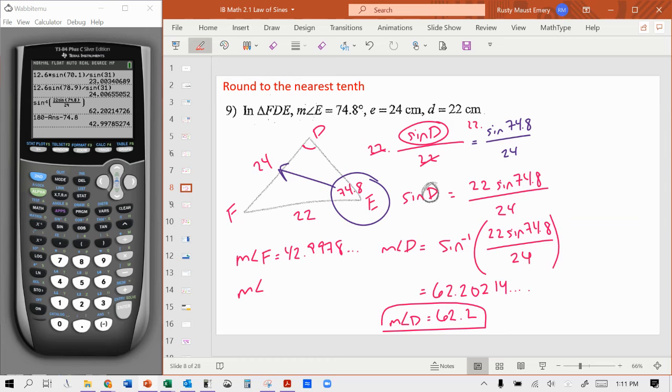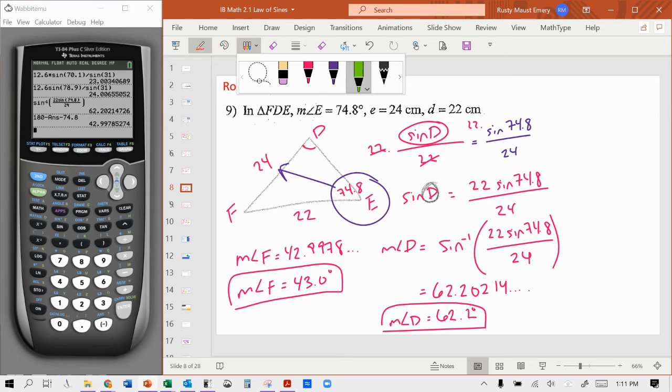So the measure of angle F is, to one decimal place, that 9 is going to round the 9 up, which then rounds the 2 up. So 43.0. That is degrees. I forgot that label down here. Those are degrees. Okay, so they're angles. So now at this point, we can solve for the third unknown piece, which is the missing side. And that would be over here. Technically, it would be side F.